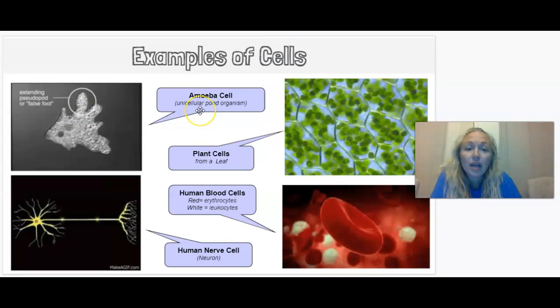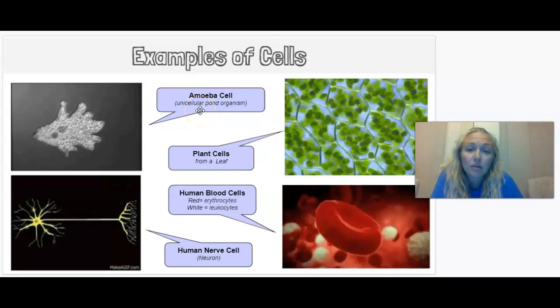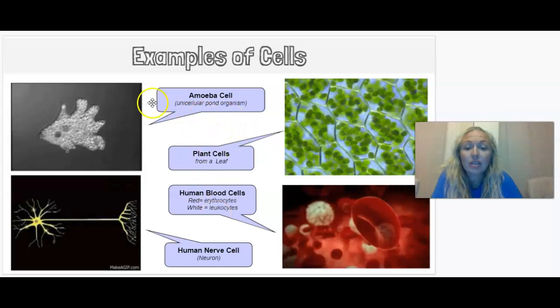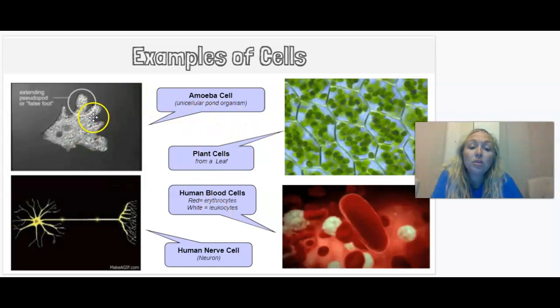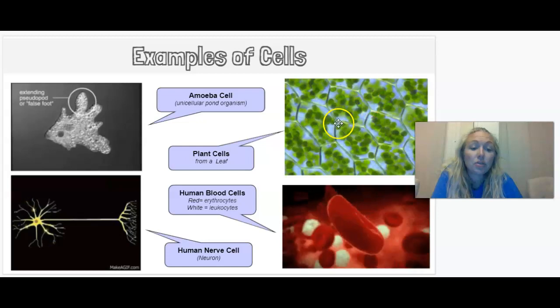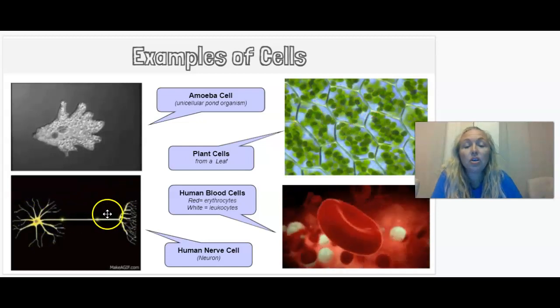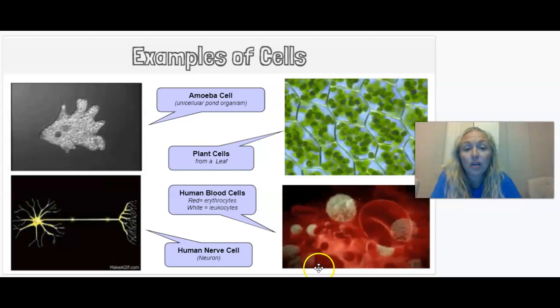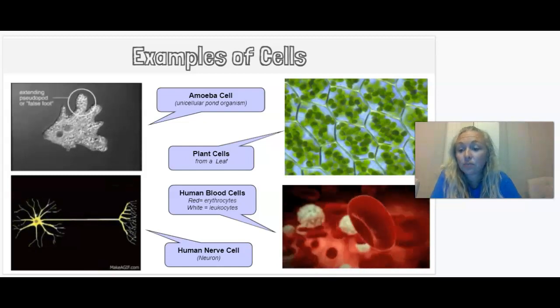Cells come in a variety of shapes and sizes, and they have a variety of functions. These are just some examples of different kinds of cell. An amoeba, which is a unicellular organism. These are some plant cells. This is a human nerve cell, and these are a couple of different kinds of human blood cells.